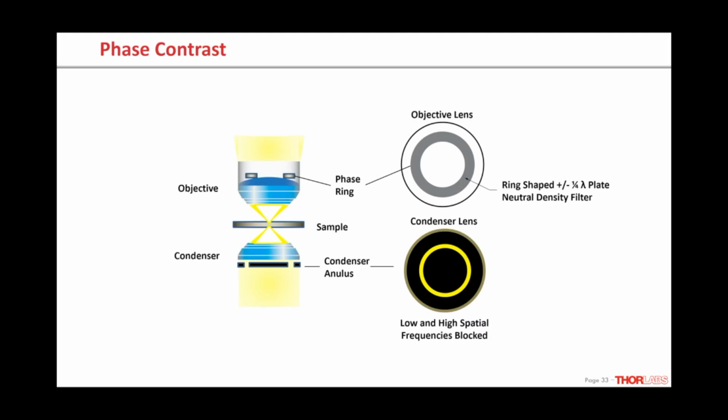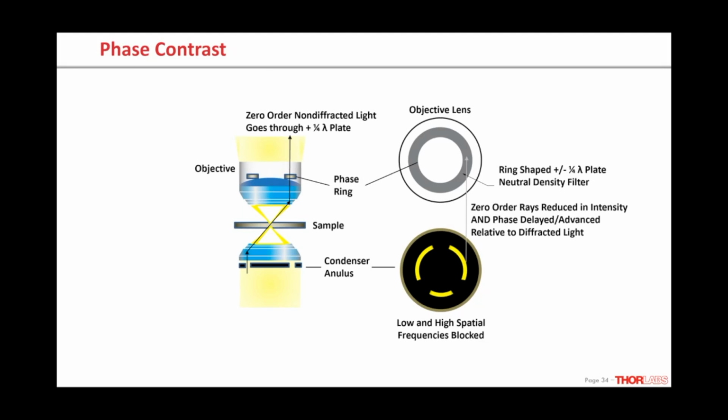A second contrast enhancing technique is called phase contrast. Here, a condenser annulus is paired with a phase ring in the objective. So the condenser annulus blocks low and high spatial frequencies of light and lets only a ring of light pass through the sample. This ring is then matched by a ring in the pupil plane of the objective that contains a plus or minus quarter wave plate and a neutral density filter.